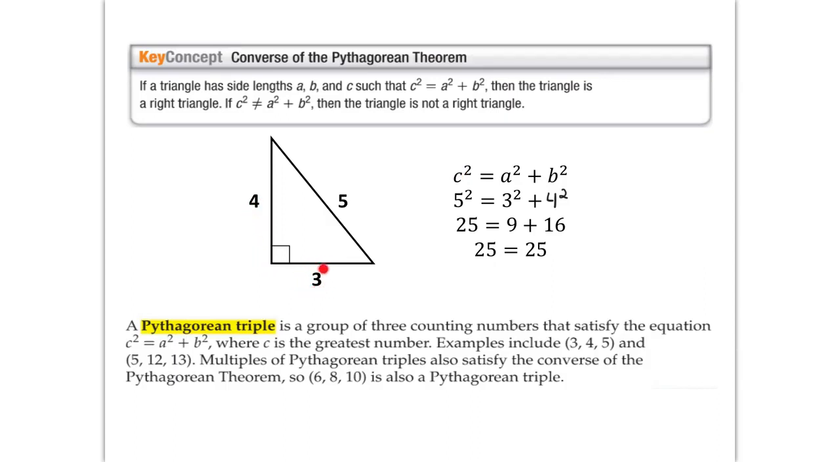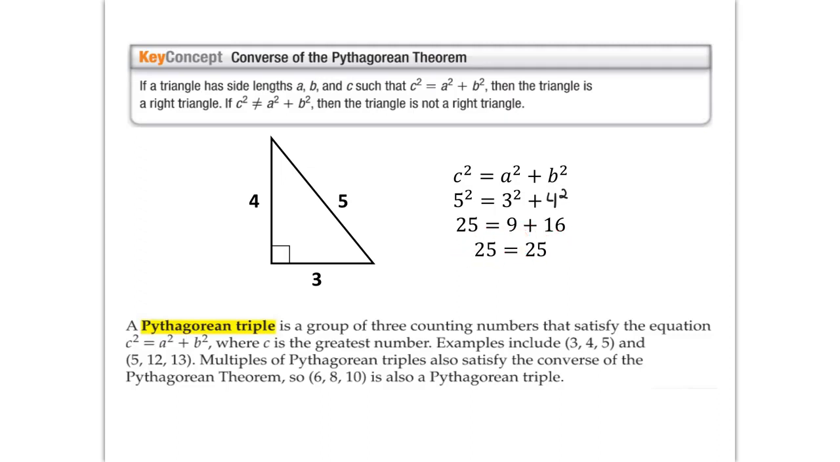A is the smallest side of the triangle. B is always bigger than a. So when I substitute, I get the 5, which is the hypotenuse, squared, equals the 3 squared plus the 4 squared. When I substitute both sides, notice 5 squared equals 25. The other side, 3 squared is 9, 4 squared is 16. And when I simplify, 25 on the left side, and 9 plus 16 is 25 on the right side.